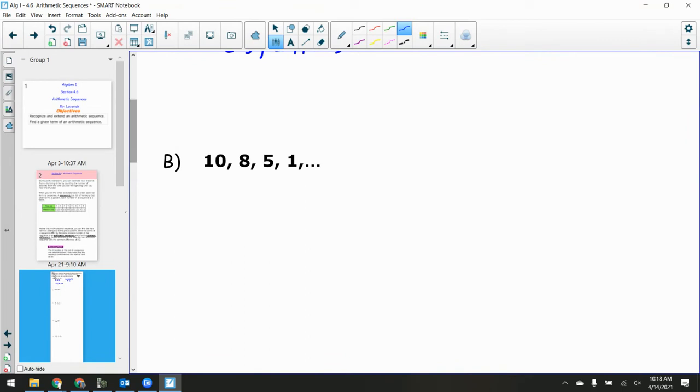10, 8, 5, 1. Is that arithmetic? No. Do I see some sort of pattern? Yeah, because I go down 2, I go down 3, I go down 4. But it's not arithmetic because there's not a constant change. So we can just say that this is not arithmetic, because I see a down 2, a down 3, a down 4. That's not arithmetic.